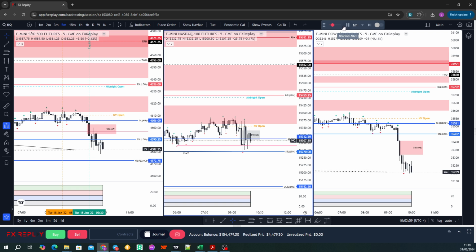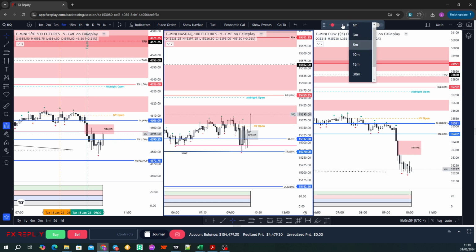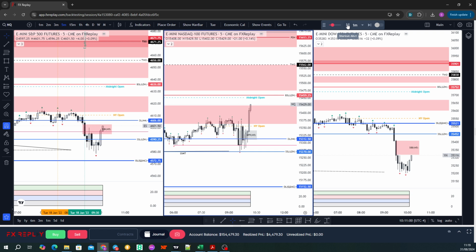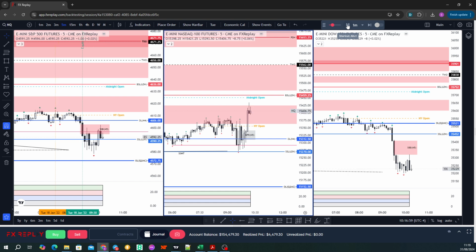So the market's currently consolidating. I'm just going to stop this, and we're just going to go to the M5. Actually, I want the M1 again. The fact that price has gone back into the SIBI on ES does lead me to believe that we could be trading through it, but we'll see.